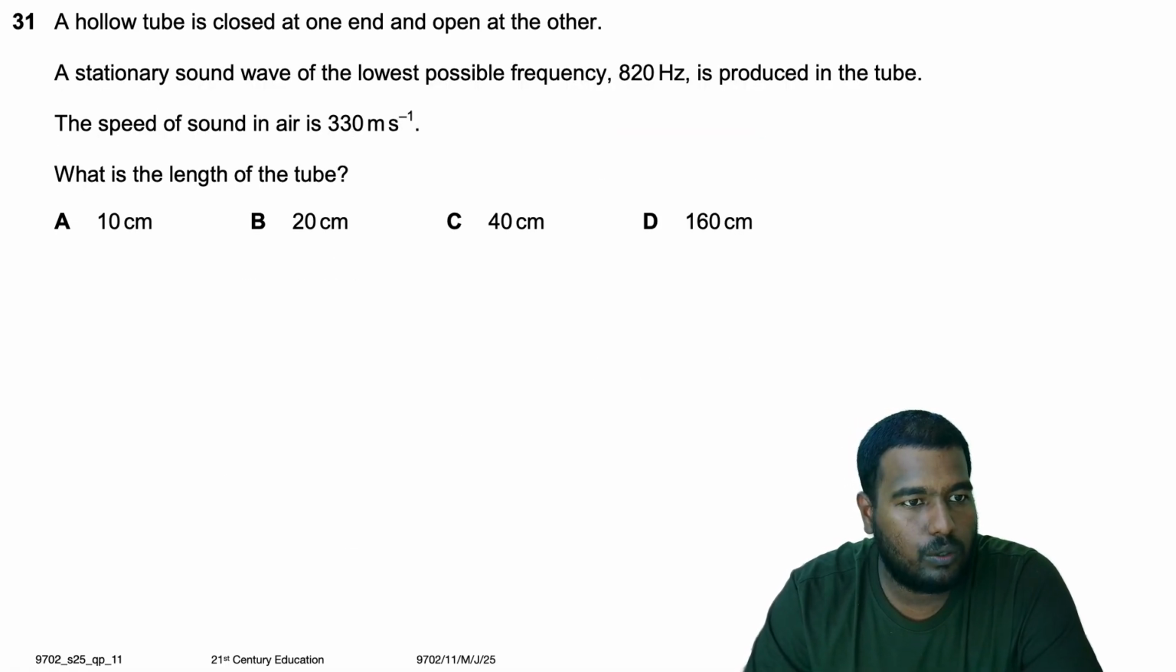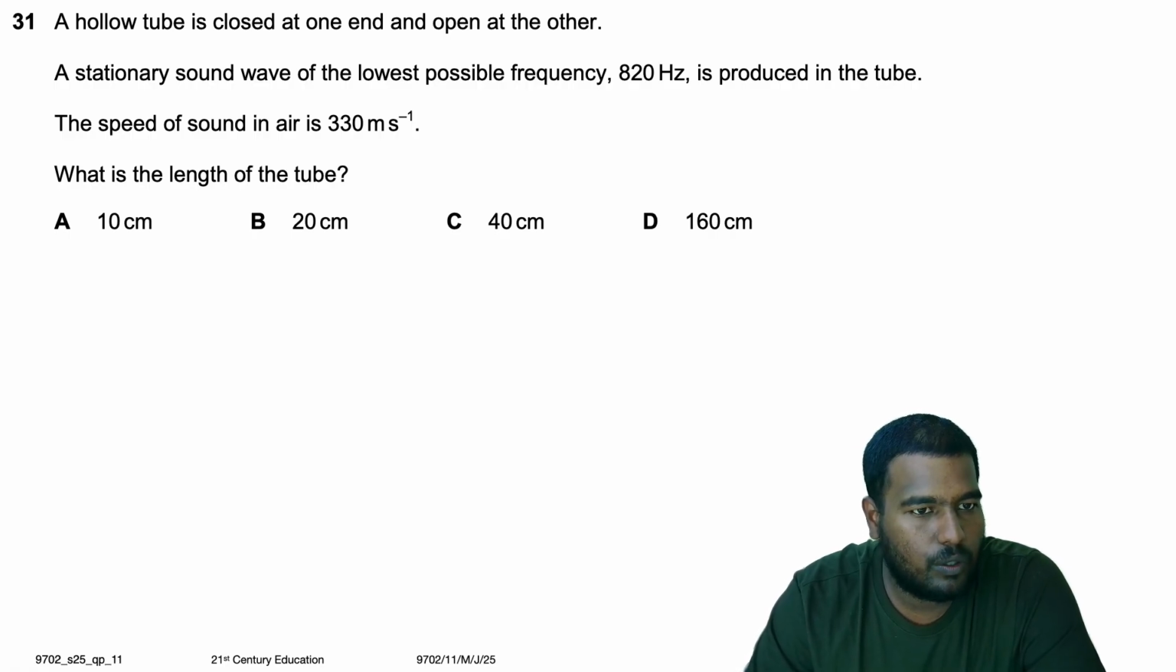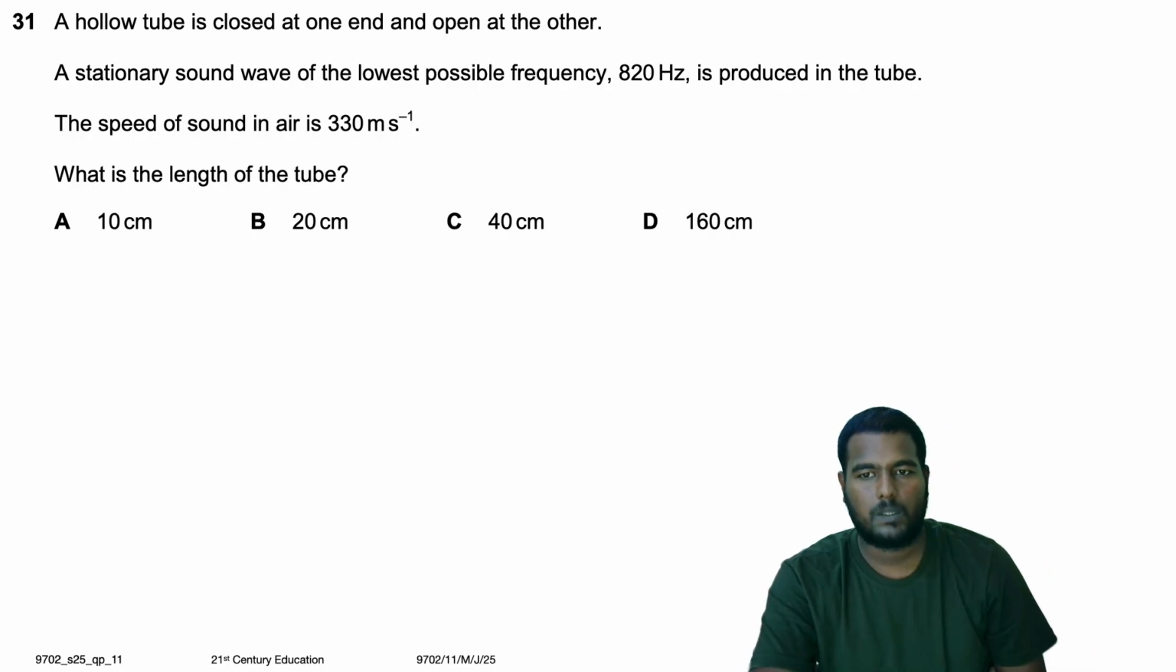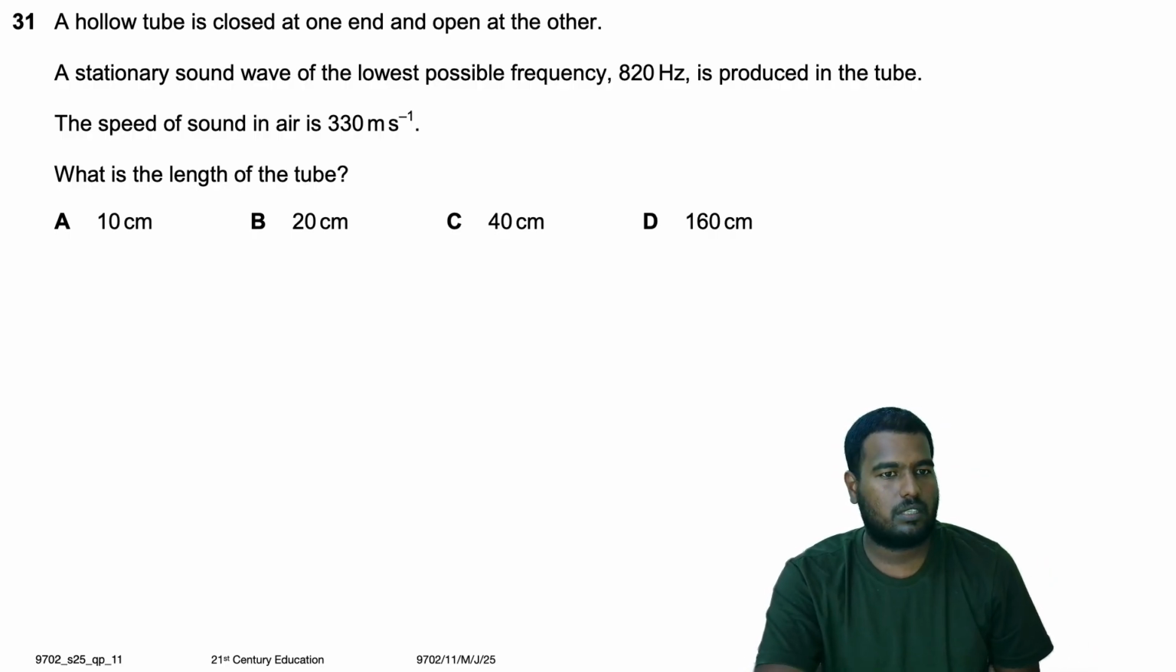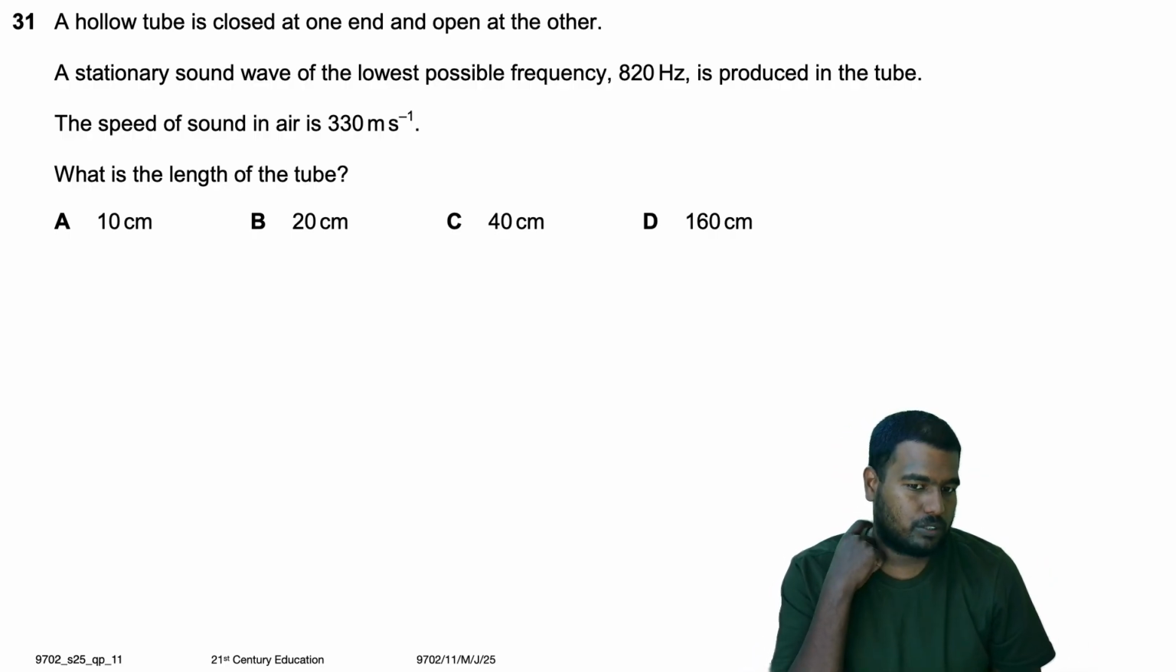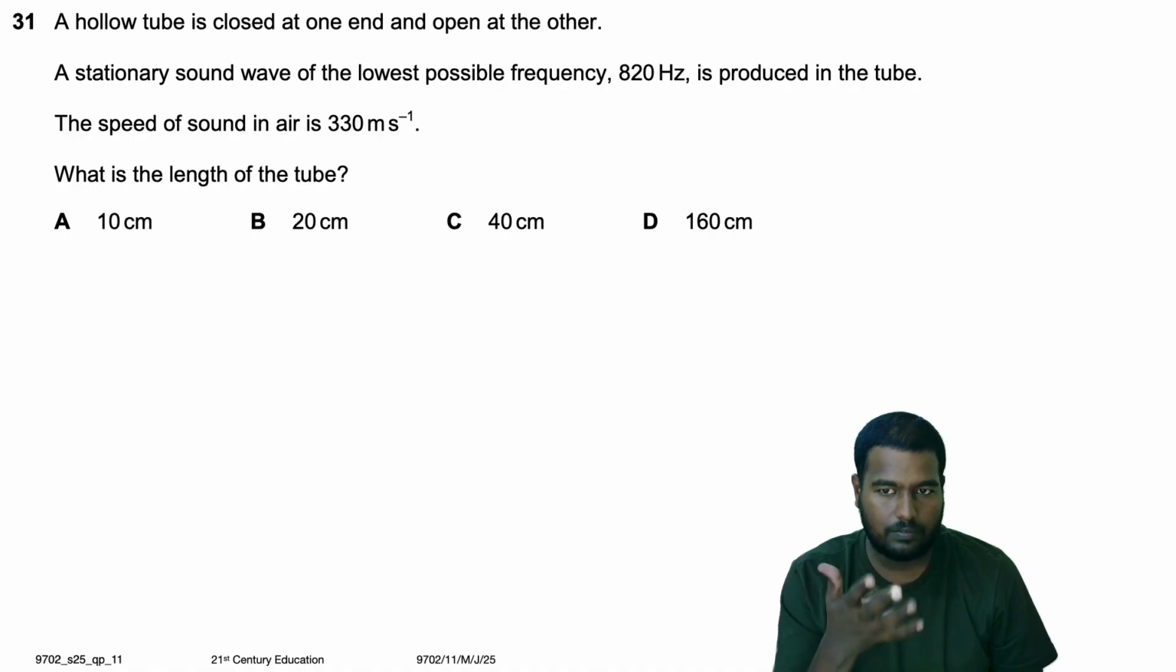A hollow tube is closed at one end and open at the other. A stationary sound wave of the lowest possible frequency, 820 hertz, is produced in the tube. The speed of sound in air is 330 meters per second. What is the length of the tube? Okay. So it's the lowest possible frequency, so it's the fundamental harmonic or fundamental frequency.